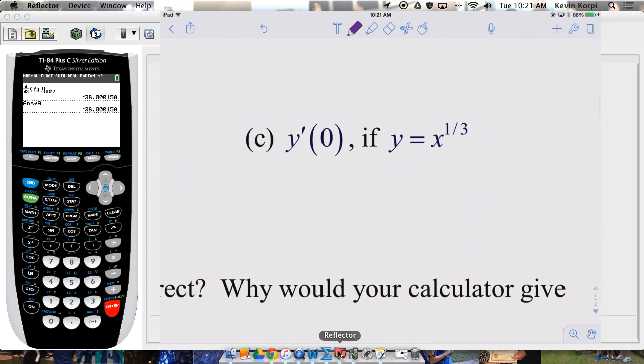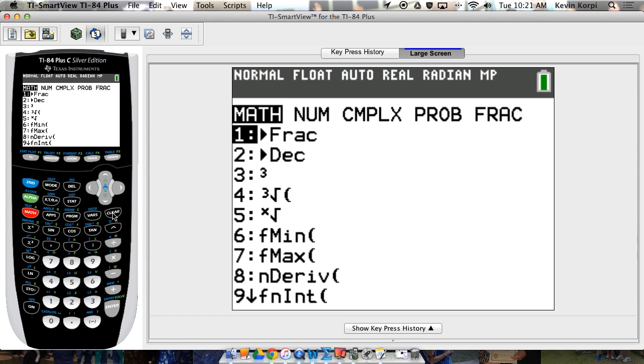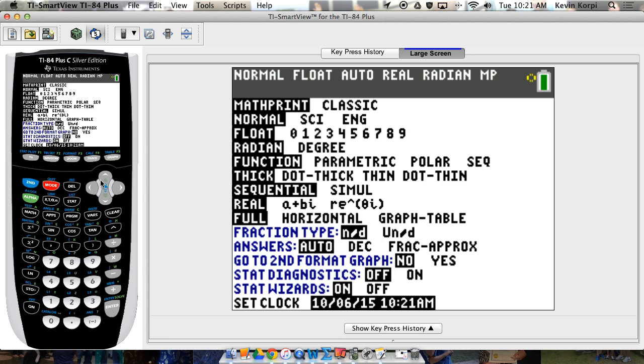All right, do part C on your own. I'm going to do it from the home screen. I'm going to do it with you. I'm going to do it in classic mode one last time.